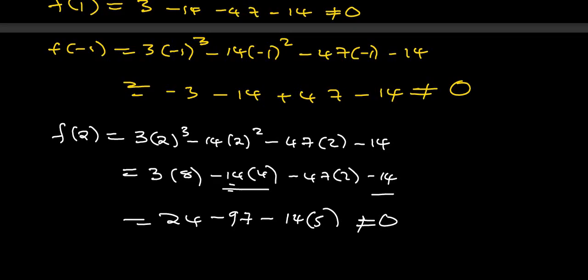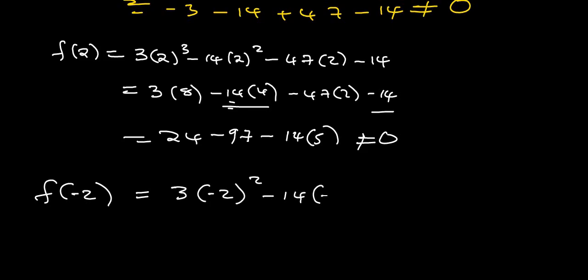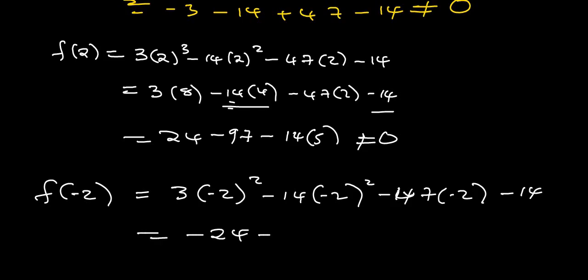So we skip this and go to the next value, which is negative 2. It will be 3 times negative 2 cubed, then minus 14 with negative 2 squared, then minus 47 with a negative 2, then negative 14. This will be negative 24. This will just be, there's a 4 there, 4 by 4.